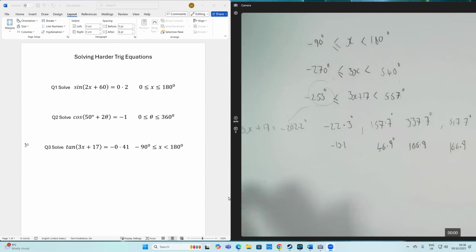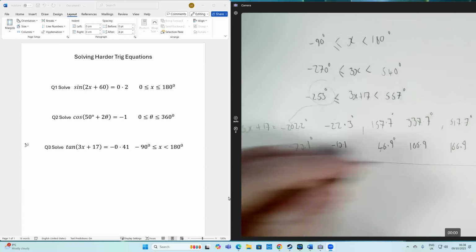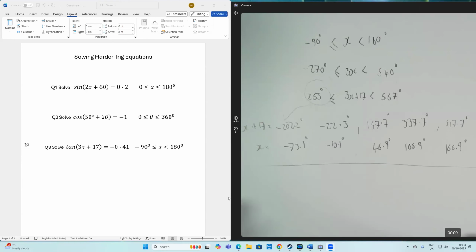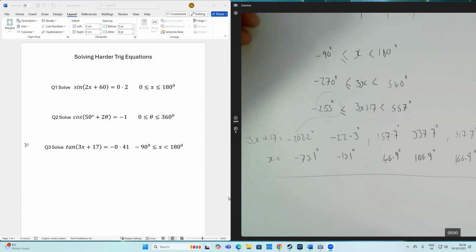And then finally, the minus 202.2 minus 17 divided by 3 gives me that final value of minus 73.1. And that is our x solutions. So that is our final answer. So we solve for the 3x add 17, and then we rearrange it to make x the subject again. So that's how we would solve question 3.